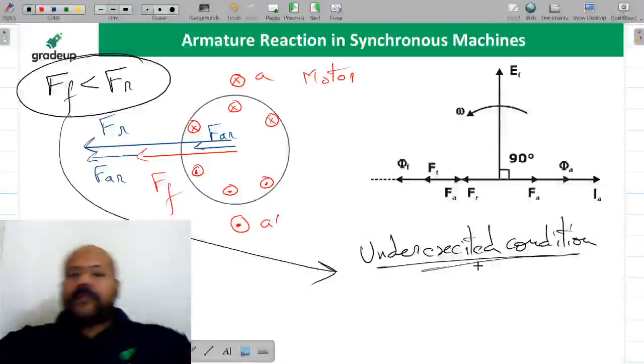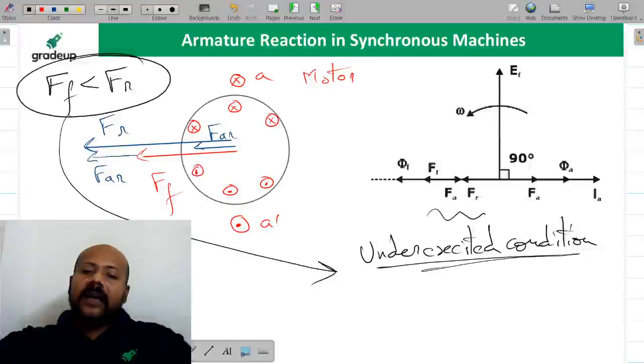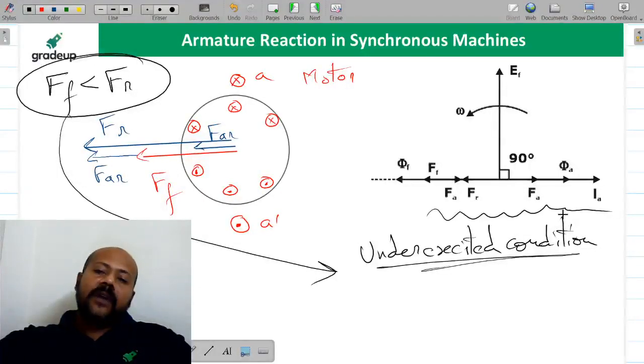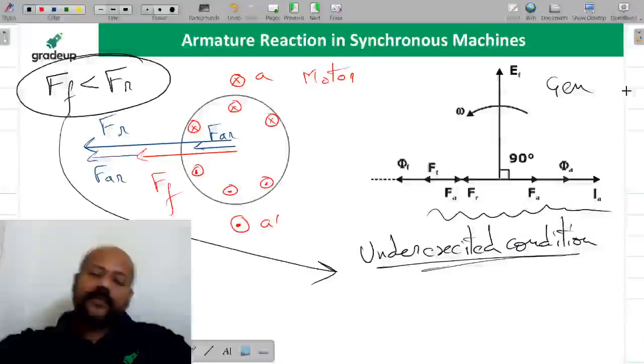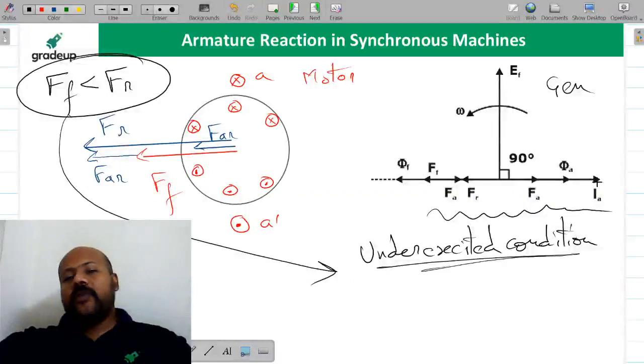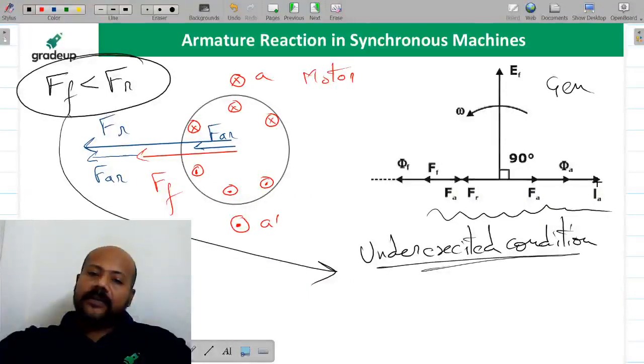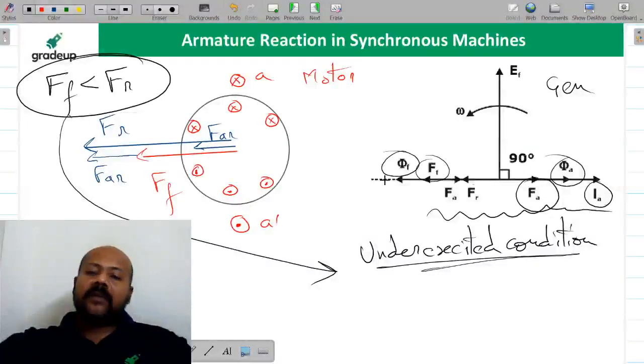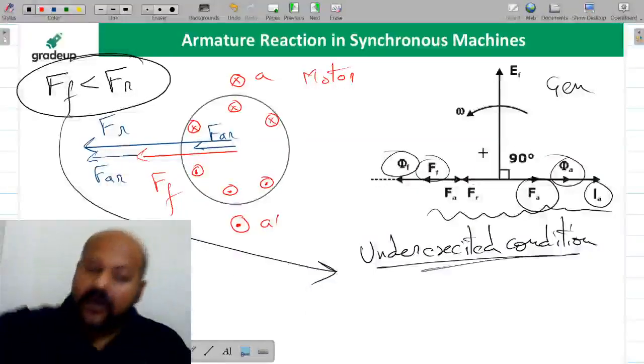Now if you see, this is the phasor diagram we have drawn for this zero power factor lag condition. We have drawn it for the case of generator. I hope it is now very easy to understand. Your armature MMF, armature current or armature flux is going to be 180 degree opposition to the main field MMF or the armature flux. So it is going to be this much. Is it clear to all of you?